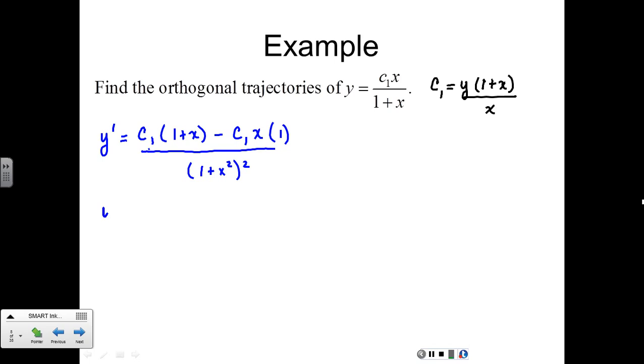And I think we can clean that up even better before we try to put our C stuff in there. That's going to be C1 plus C1x minus C1x. Look at that. Y'all see what happens up top? Let's subtract off.